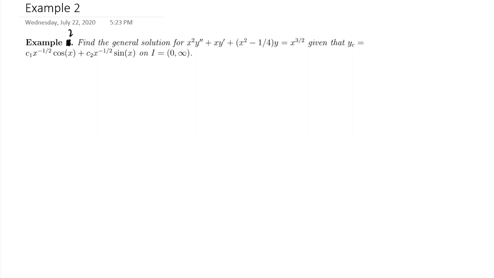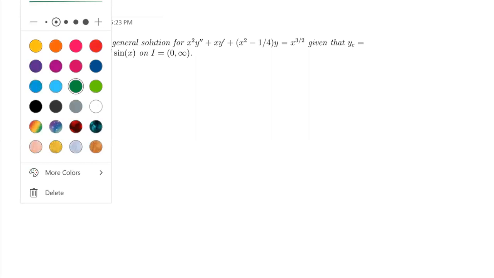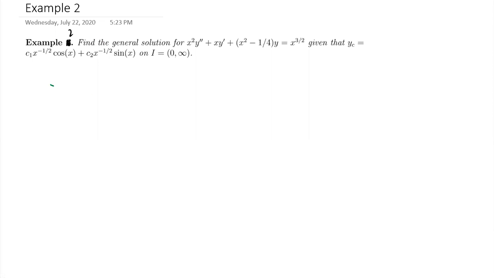Again, we're given the complementary solution, so there's no need for us to find it. So what we're given is that y sub c is c1 x to the -1/2 cosine x plus c2 x to the negative 1/2 sine x. And they're telling us that this works on the interval 0 to infinity.